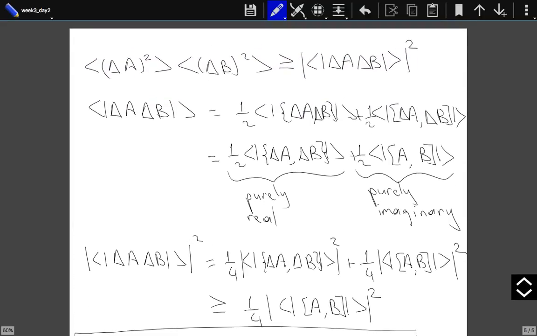Well, I don't know whether the real part is positive or not, but I know that its square is positive. I don't know the value of this number. It can be positive, negative. Its square is positive. This sum, since it's the sum of two positive numbers, is larger than or equal to each one of those numbers. Of course, any one of these terms for a particular state might be 0. In that case, we have the equality.